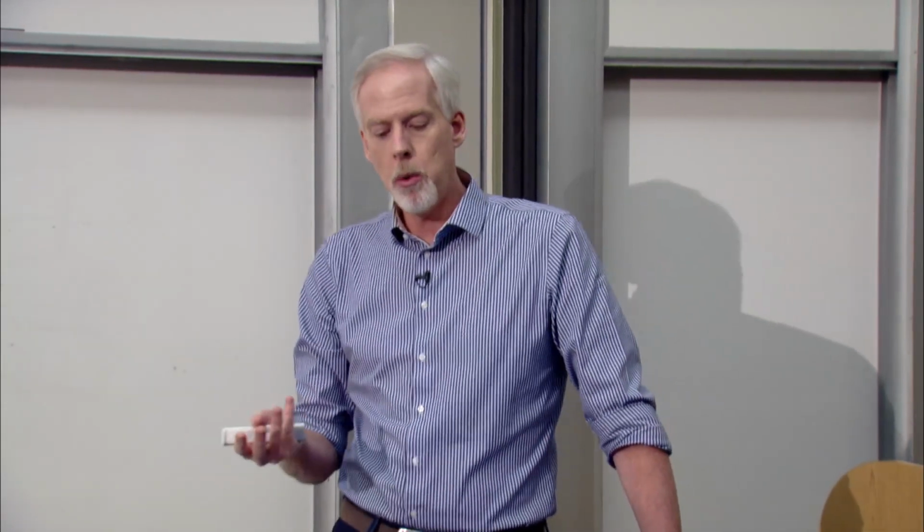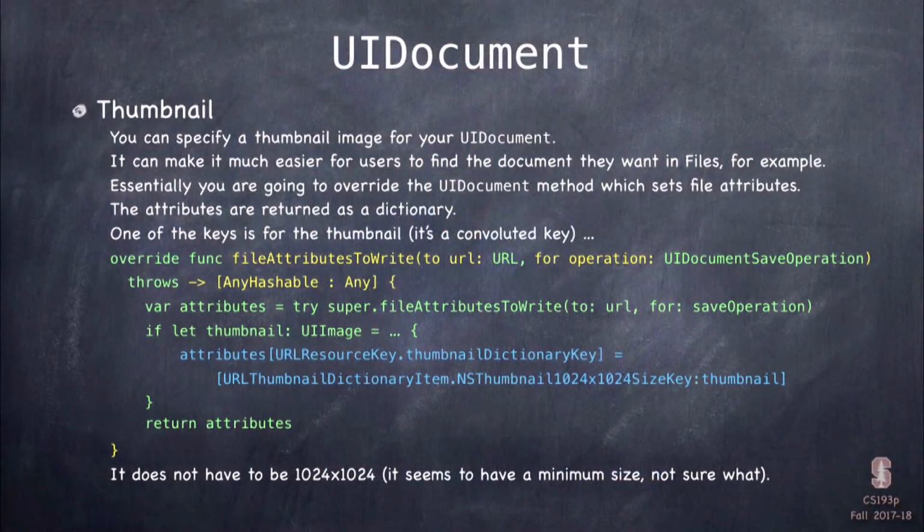But you can override it, get the super file attributes it would normally return, and then add this very special dictionary item called URLResourceKey.thumbnailDictionaryKey. And the value of it actually is another dictionary, with the key being thumbnail dictionary item NSThumbnail1024x1024SizeKey. And the value is a UIImage. Okay, so you add this to the dictionary if you have a UIImage to be the thumbnail and return it. Now it says there NSThumbnail1024x1024, but it actually can be any size.